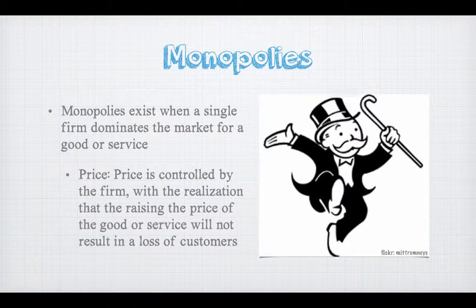As a refresher, monopolies exist when there is a single firm that dominates the market for a good or service. The price in that monopoly is 100% controlled by that firm that has the dominant market share. Right? They can do whatever they want to that price. It does not matter what they do to that price. The customers that depend upon it will continue to depend upon it.